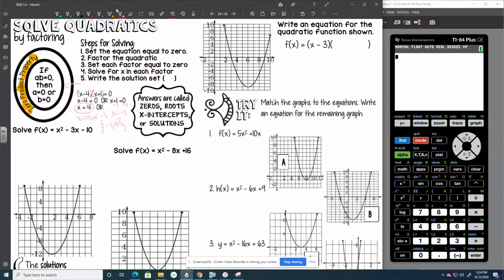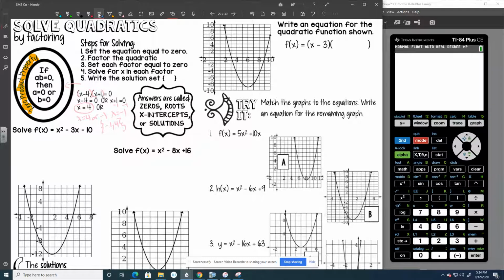So the important thing is setting it to 0, factoring, seeing what makes each parenthesis equal to 0. So we're going to go through a couple of examples step by step. I know that was really fast. I'm okay with that because here's what I really want you to be following along with.